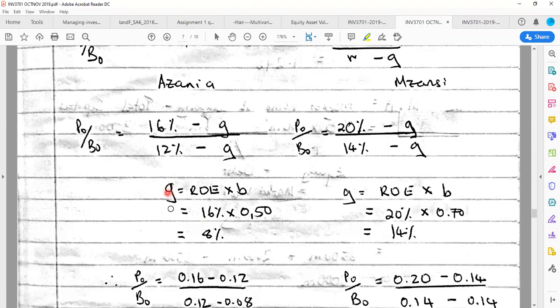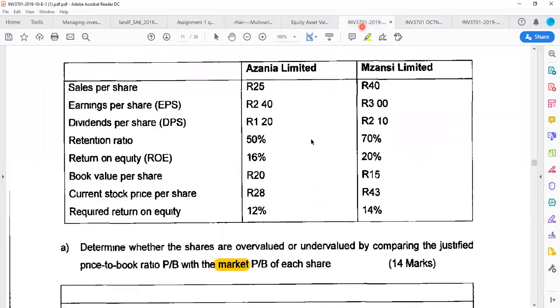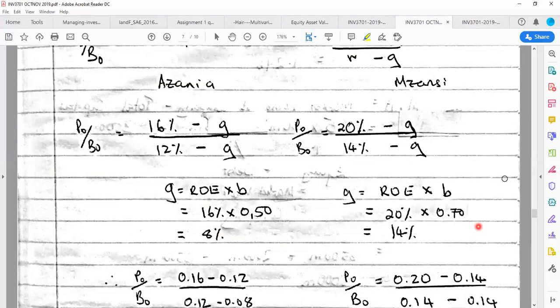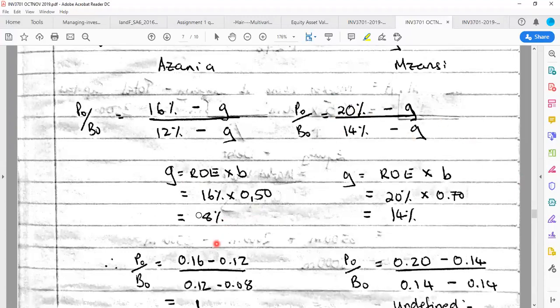And the growth rate is given by the return on equity times the retention ratio. So for Azania, that's 16% times 50%. That's an important formula. And then that gives us our growth rate, which is 8%. And then this is the formula. Okay, let's finish Azania first.